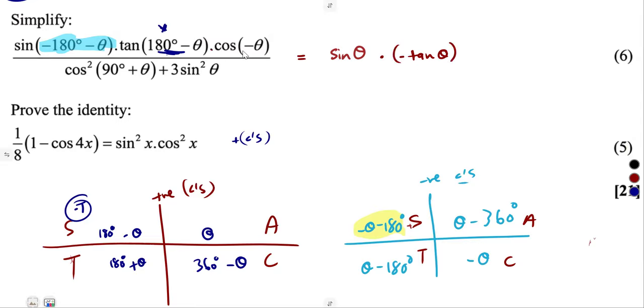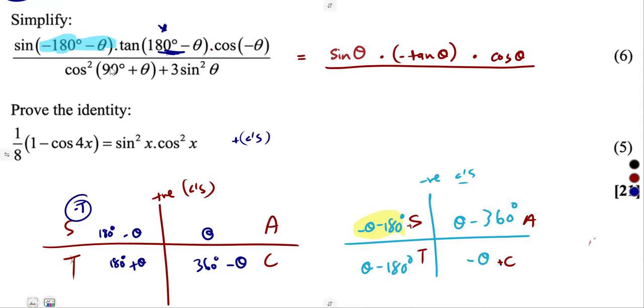Then the cos of minus theta, that's a negative angle, found in the fourth quadrant, and that's the quadrant of a cos. Cos is positive, so it is going to remain cos of theta, being positive, just like that.